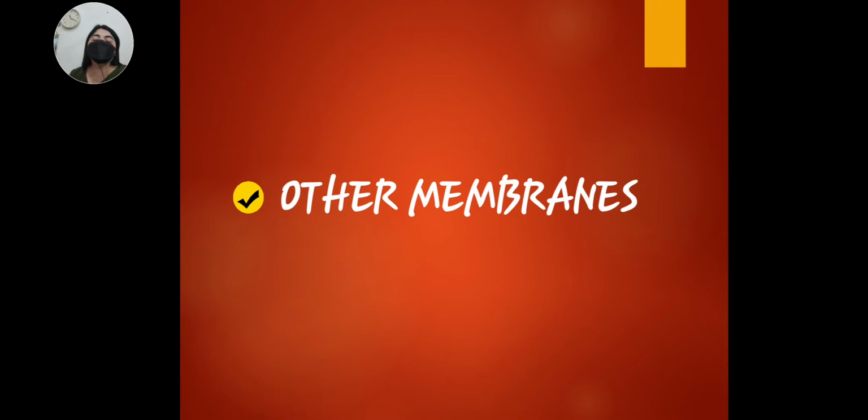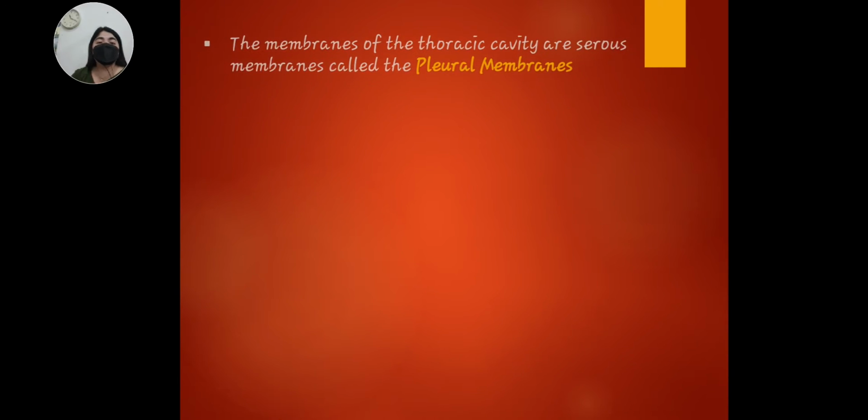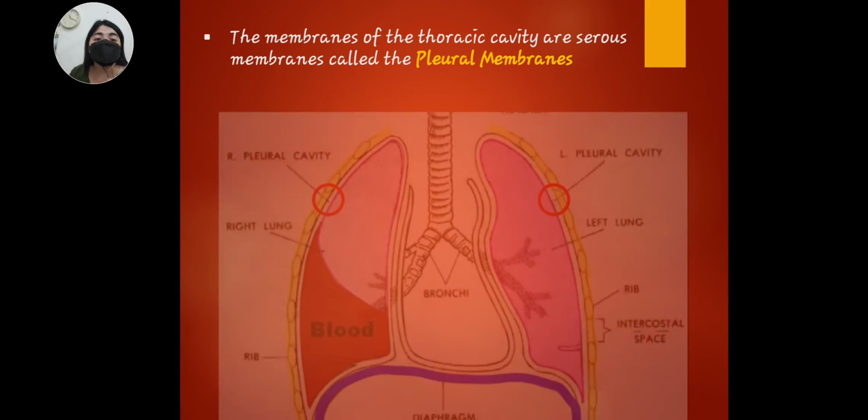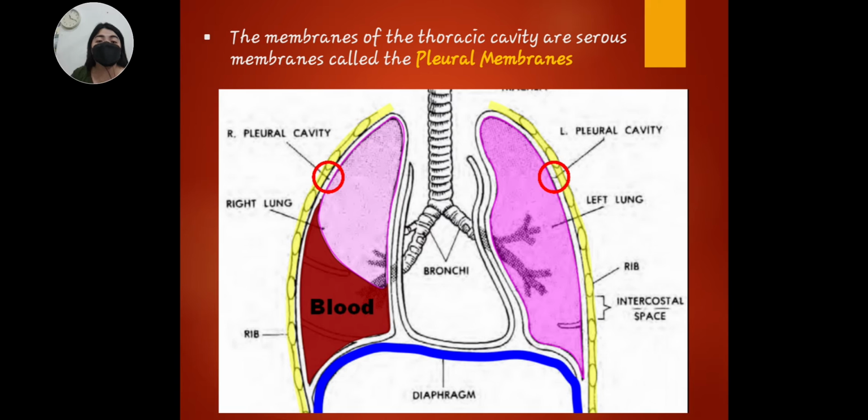Okay, so now we've already done discussing the cavities. So let me discuss now the other membranes inside your body. Let's first discuss the pleural membranes. The membranes of the thoracic cavity are serous membranes. Serous membranes are called the pleural membranes. This is the illustration of the pleural membranes.